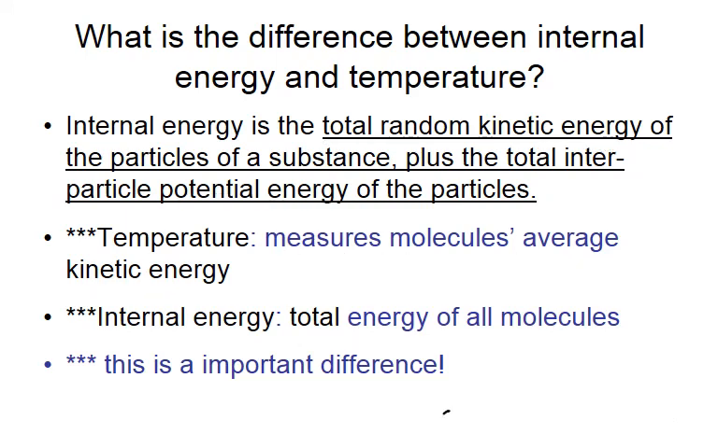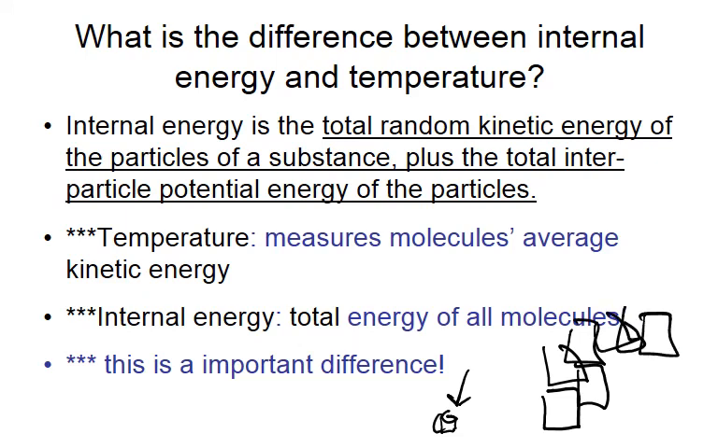So the example I like to use is a cup of hot chocolate, where inside there you have a higher temperature, but low internal energy as compared to an igloo. An igloo has many, many more particles. Even though they're moving slower, this igloo has a higher internal energy but lower temperature. Very important to distinguish those two.